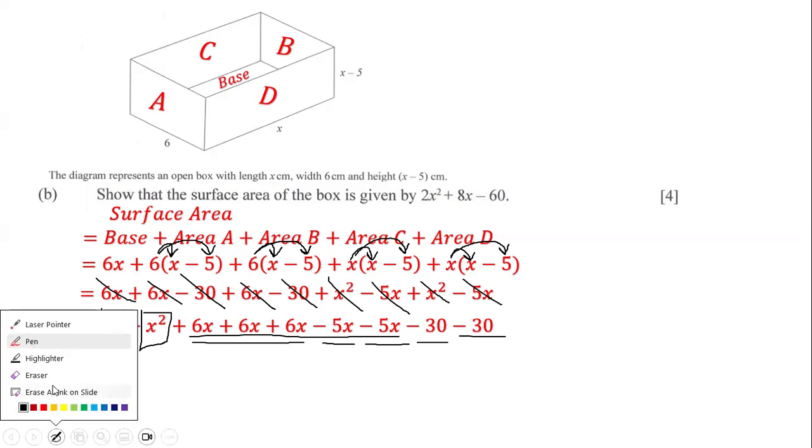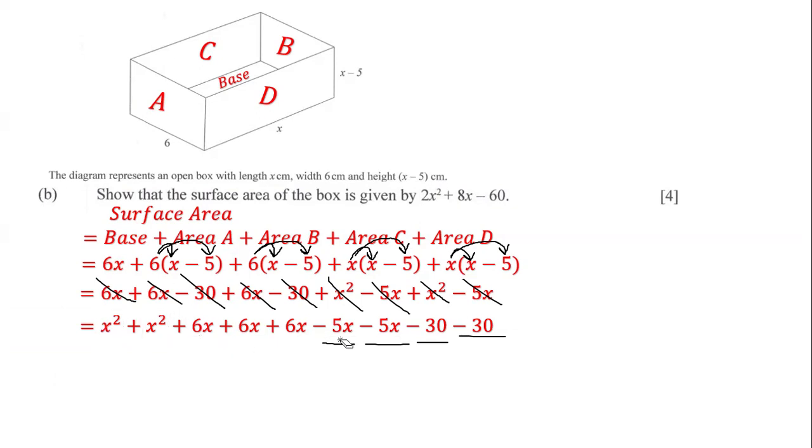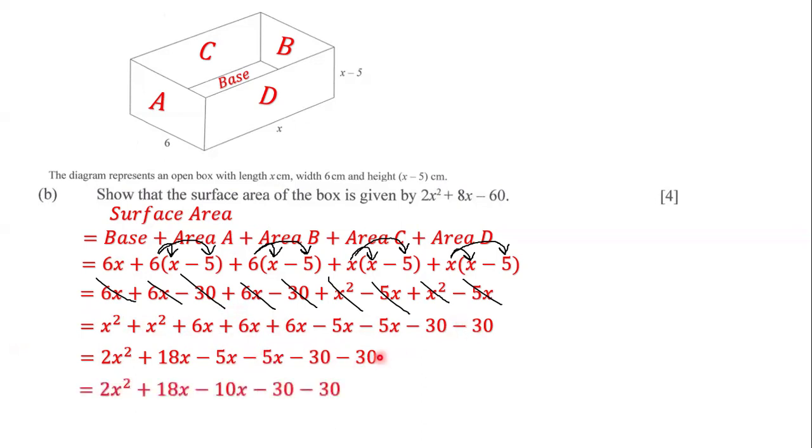And so what we have to do now is simplify. We have x squared plus x squared, which is 2x squared. Then we have 6 plus 6 plus 6, which is going to be 18x. We just bring down the negative 5x and the negative 5x, and the negative 30 and the negative 30. Negative 5x and negative 5x gives us negative 10x.